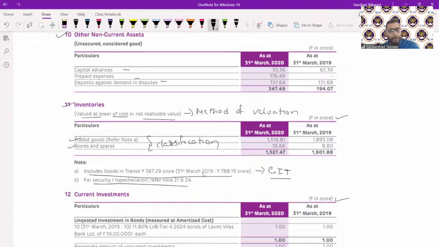For security and hypothecation, refer note 21 and 24. So if you have pledged any of the inventory as security or hypothecation, you need to disclose the details separately. So they have provided a note for that also. Clear? This is how inventory disclosure is made in the financial statement.